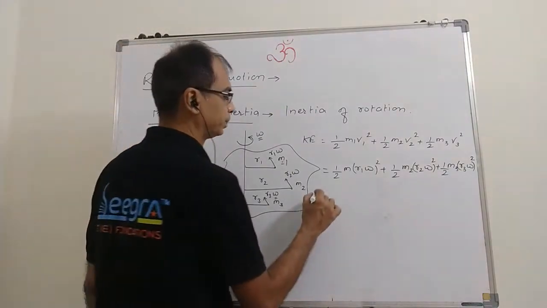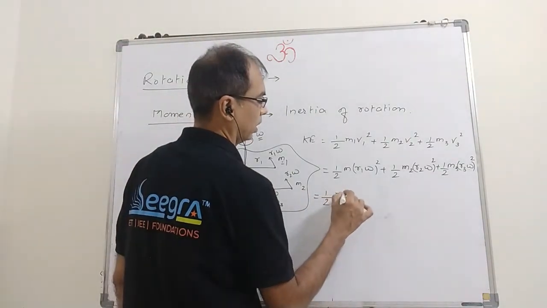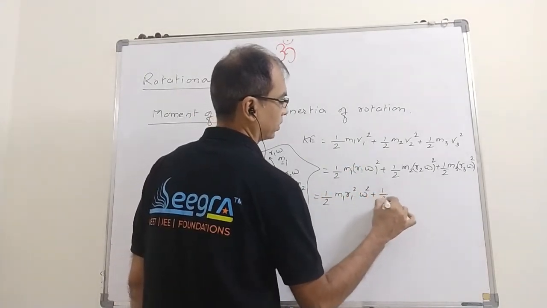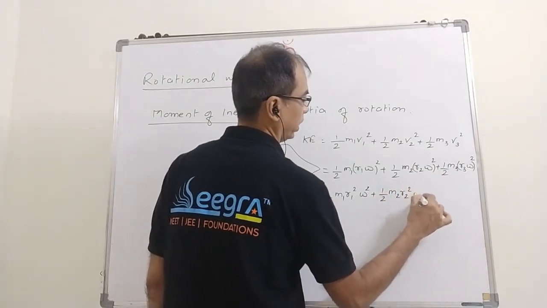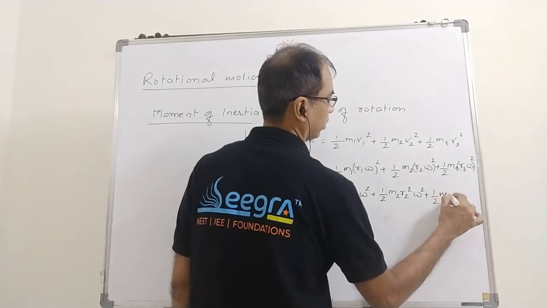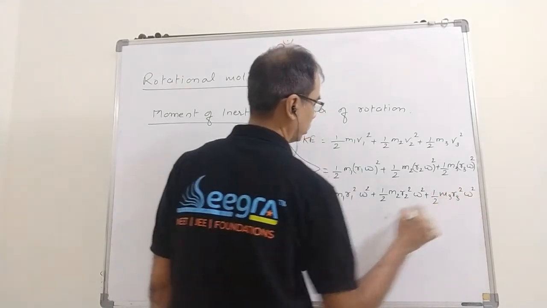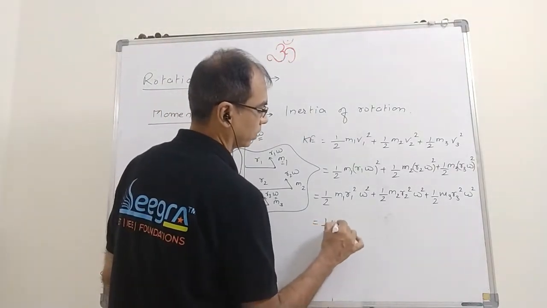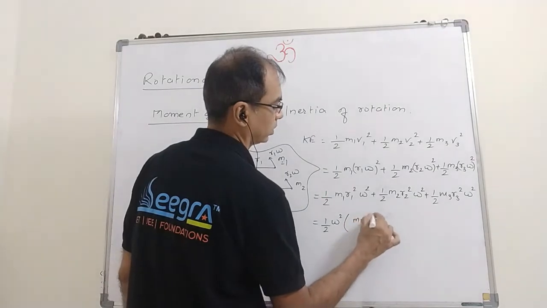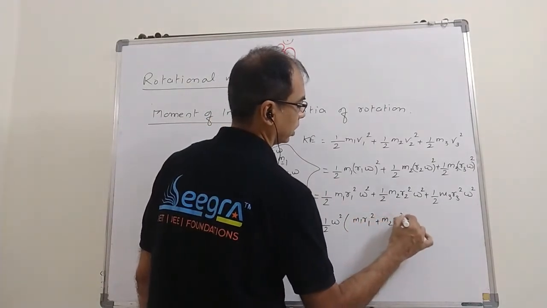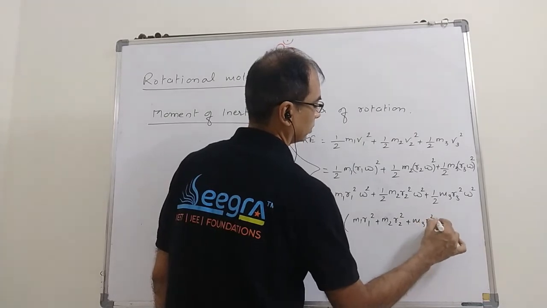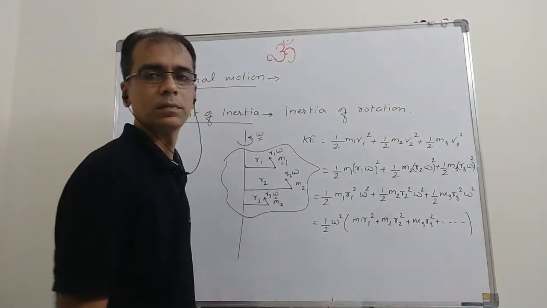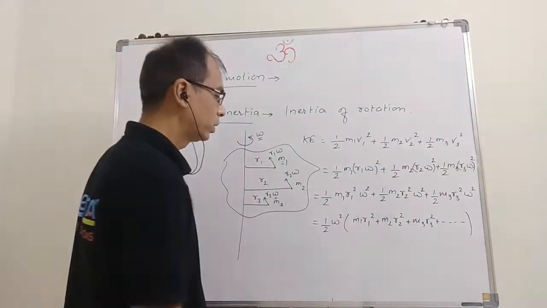Right? Further, this is half m1 r1 square omega square plus half m2 r2 square omega square plus half m3 r3 square omega square. So what can you write? Omega square by 2 I can take common. So half omega square I take common. This is m1 r1 square plus m2 r2 square plus m3 r3 square. And if more masses had been there, you could have continued. Right? So in this one, this is what?